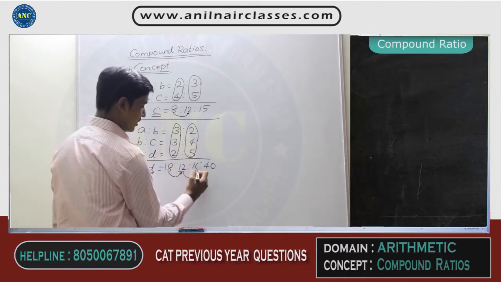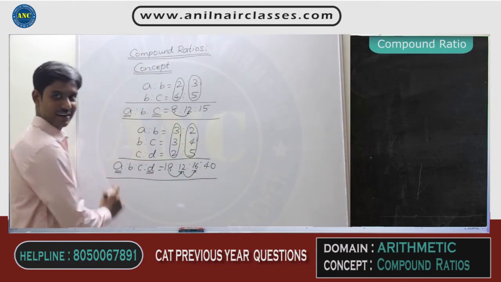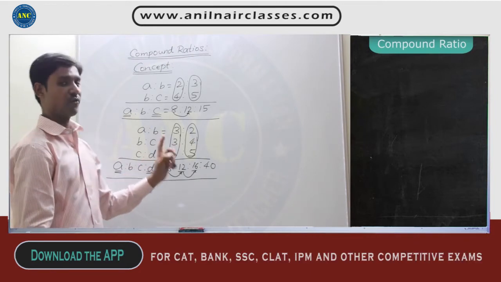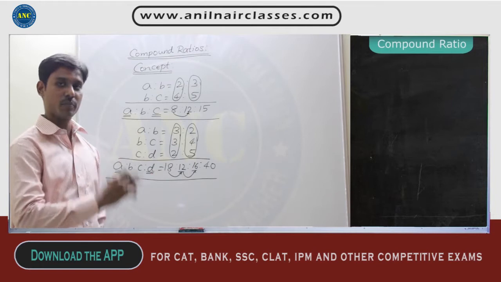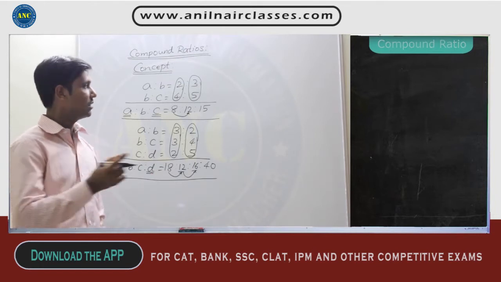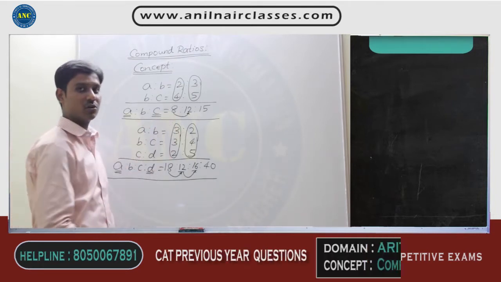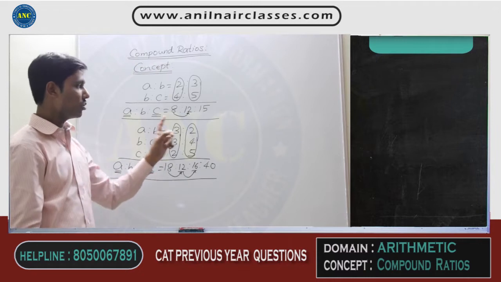4 into 4 is 16. This should be the answer. Idea clear? Now, this is the concept of compound ratios. We have solved some of the application of compound ratios in the ratio proportion topic also. But let us see what is the original examination question which came in the CAT exam by using this concept.